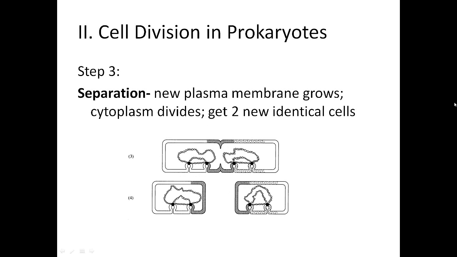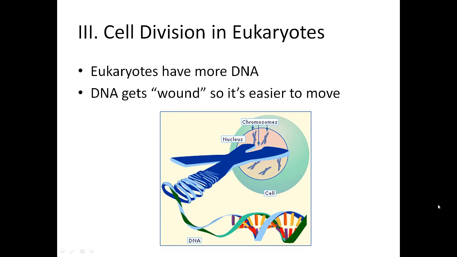The third step is that the chromosomes eventually completely separate, and you get two new cells as the plasma membrane grows and fills in that area. Three simple steps. Eukaryotes have more DNA.